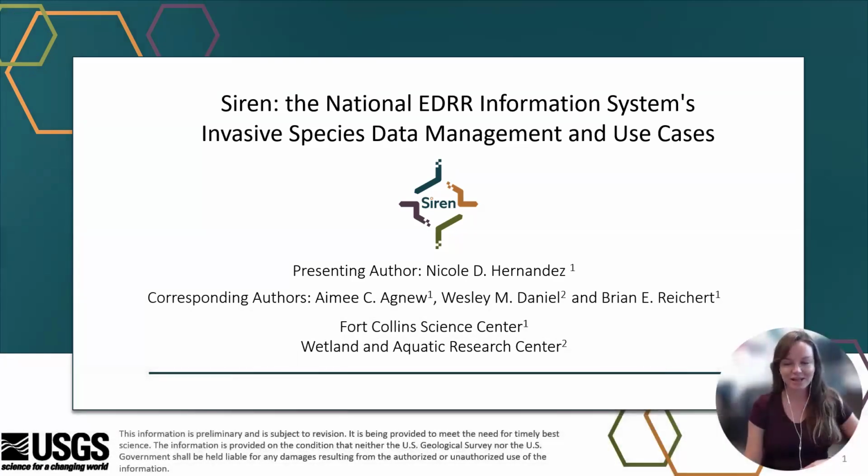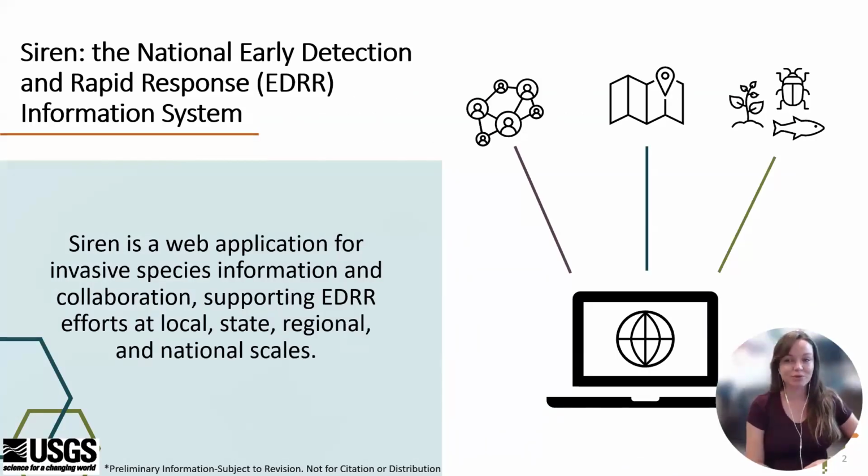And for my talk today, I'm going to give an overview of a project that I'm a part of and that is being led by the USGS as part of a larger effort to reduce the spread and impact of invasive species across the U.S. So this project is called SYREN, the National Early Detection and Rapid Response Information System. And simply explained, it is a web application that aims to improve access to information that exists for invasive species across the U.S.